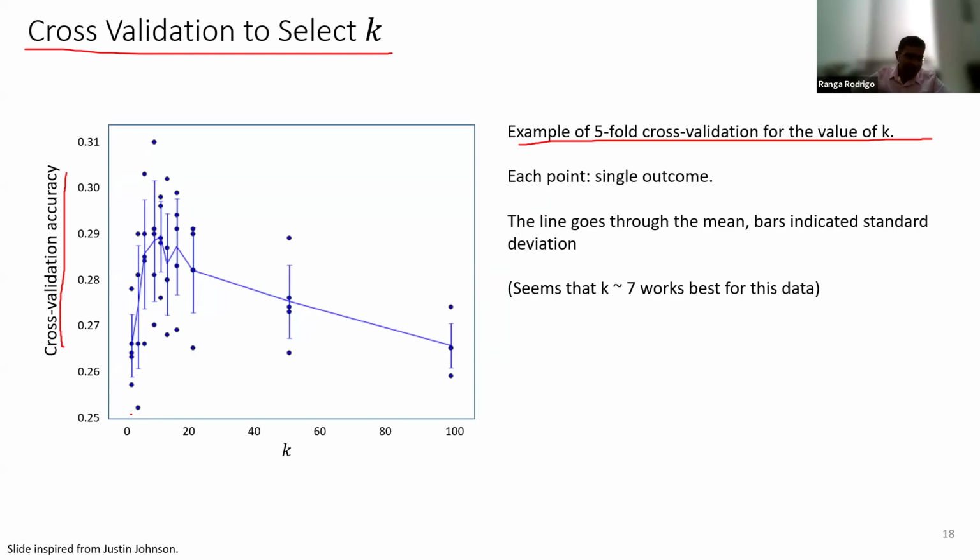So you can see when k is equal to 1 or something, accuracy is this much. And then, of course, they have plotted the standard deviation also. When k is equal to, I think, 7 or something, we have the best one somewhere here. The line goes through the mean, bars indicate the standard deviation. It seems that k equals 7 works best for this data set. When k is very large, it performs badly. So that sweet spot you have to find using your validation set in the five-fold cross validation.